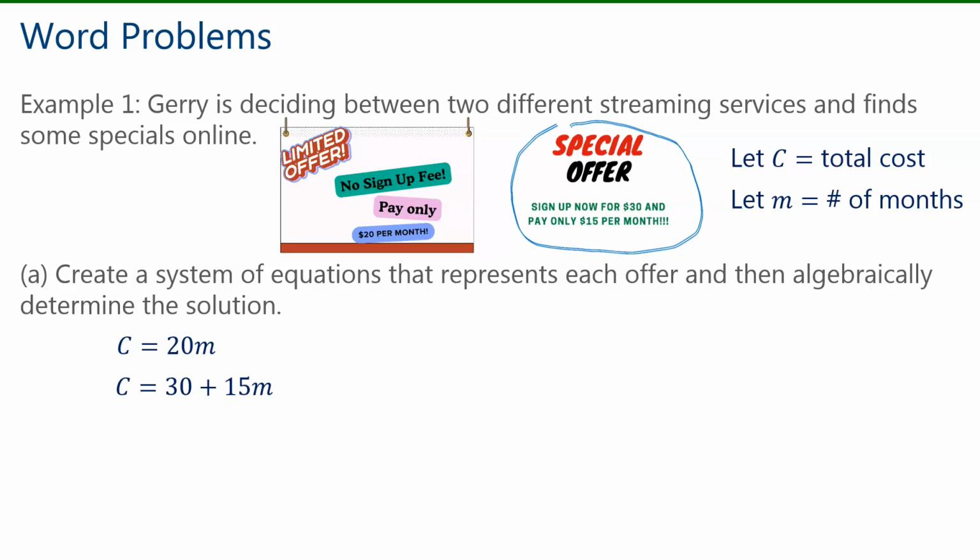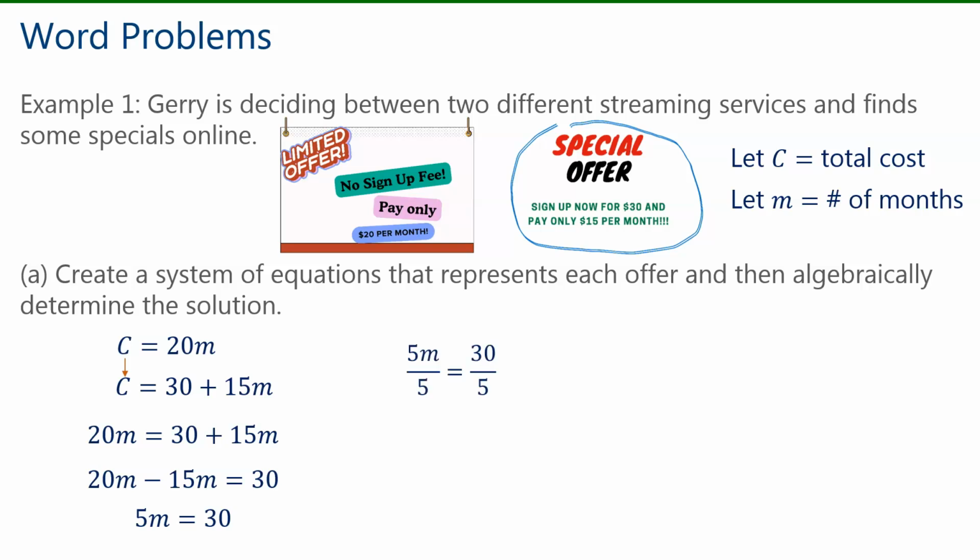So now both of these equations are set up nicely for substitution or elimination, but I'm going to choose substitution here. I'm going to replace the C in the bottom equation with 20M. So now when I do that, I get 20M equals 30 plus 15M. Now I want to combine my Ms together. So let me bring the 15M over to the left-hand side, giving me 20M minus 15M equals 30. Now combining those M terms together, I would get 5M equals 30. Now let me divide both sides by 5, so I can get an M value of 6.